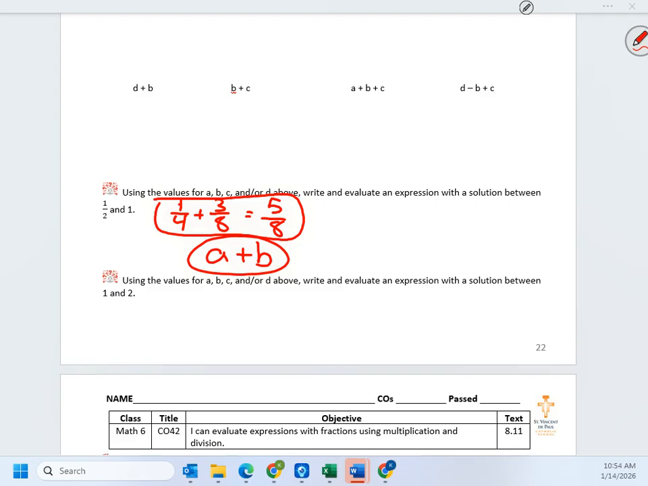On the bottom one, it says your solution needs to be between 1 and 2. So you are going to add or subtract using A, B, C, and or D up above to find a solution that would be a fraction that's between 1 and 2. So it's that mixed number. It would have 1 whole and a fraction. So I gave us help with this first one. You create your own expression for the bottom one.